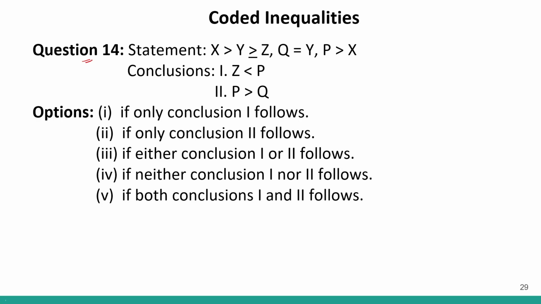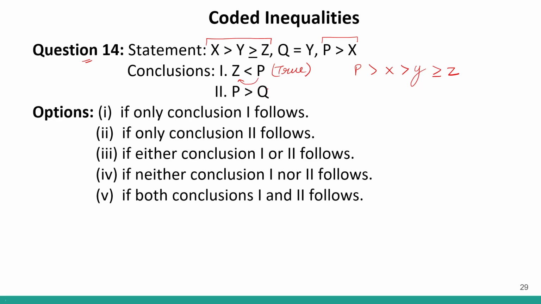Coming to question number 14. Question number 14, again, statement is given to us, conclusions are given to us, and we have to find the answer. So P is greater than Z. That means we will move from P to Z, correct? So if I move from P to Z, I can see relationship between P and X and Z. So P is greater than X is greater than Y, and Y is greater than equal to Z. This is given, correct? So here I can easily conclude that P is greater than Z. This is Y. P is greater than Z. So this conclusion will be true.